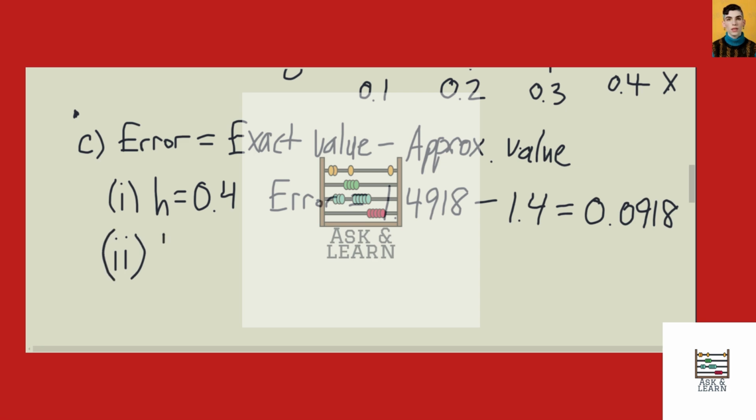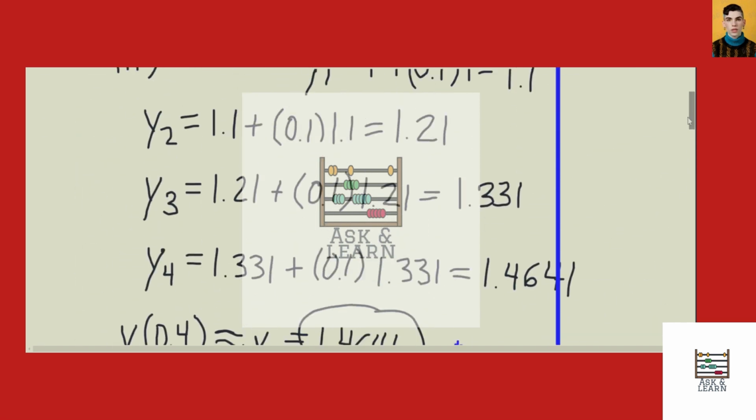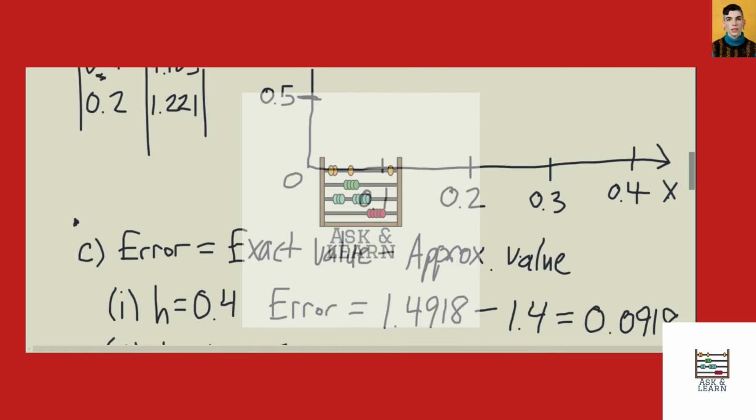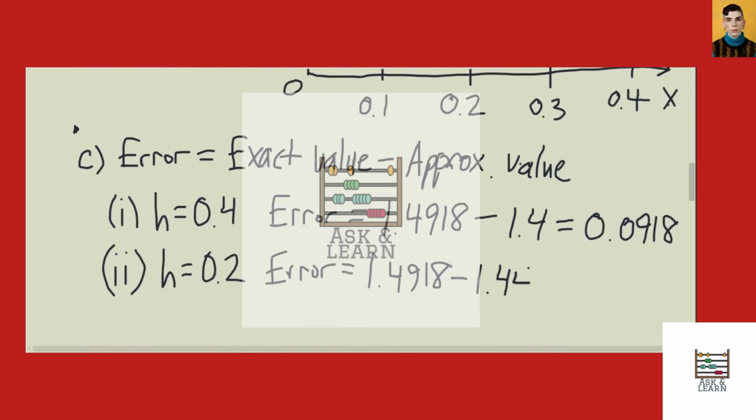In part 2, we said the step size is now 0.2, and our error is going to be 1.4918 minus our approximation of y of 0.4, which we said was 1.44. This is equal to, even these errors are actually approximations. This isn't the true value of e to the 0.4. This is equal to 0.0518.